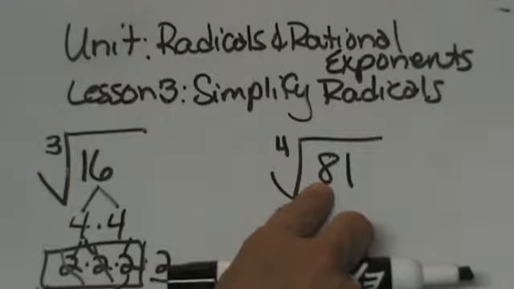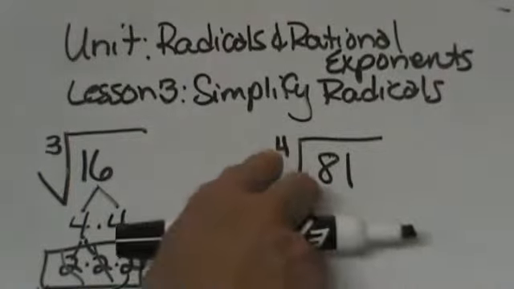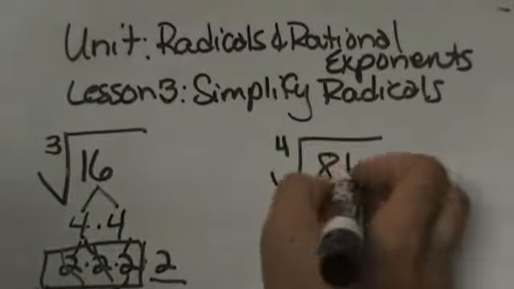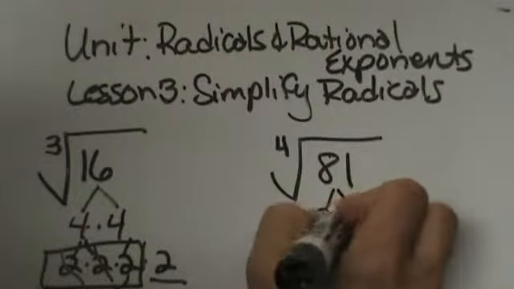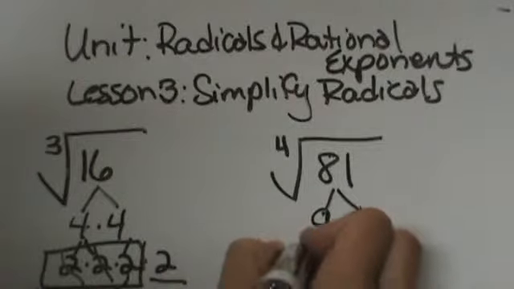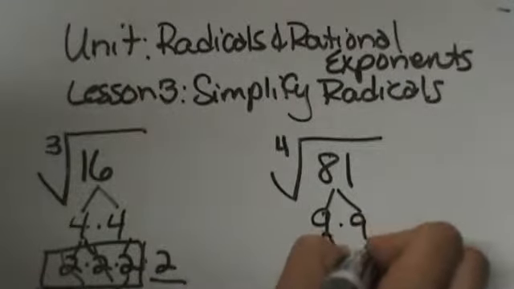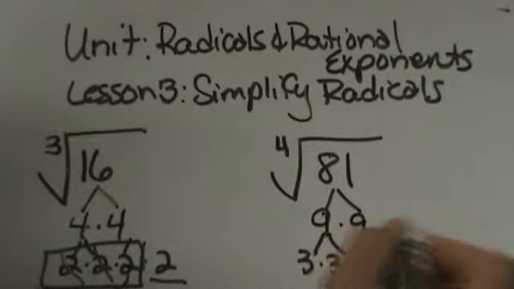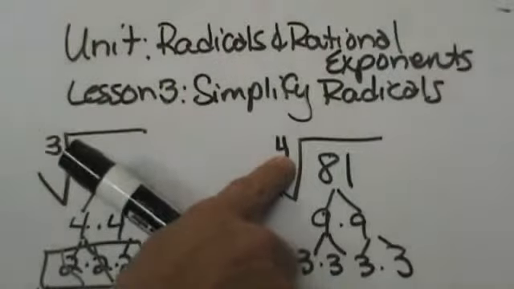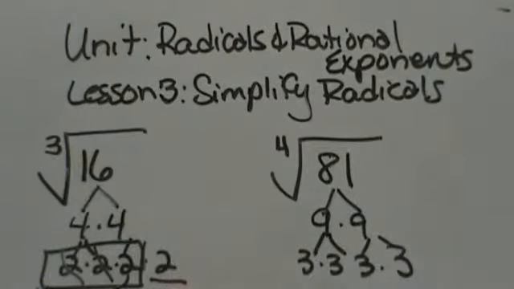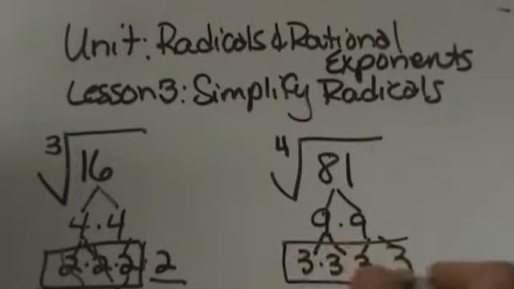Let's look at the fourth root this time of 81. Let's take 81 and break it down: 9 times 9, and then 3 times 3 times 3 times 3. This time I'm looking for groups of 4 because it's a fourth root. Notice I have 4 3s. So there's my group of 4.